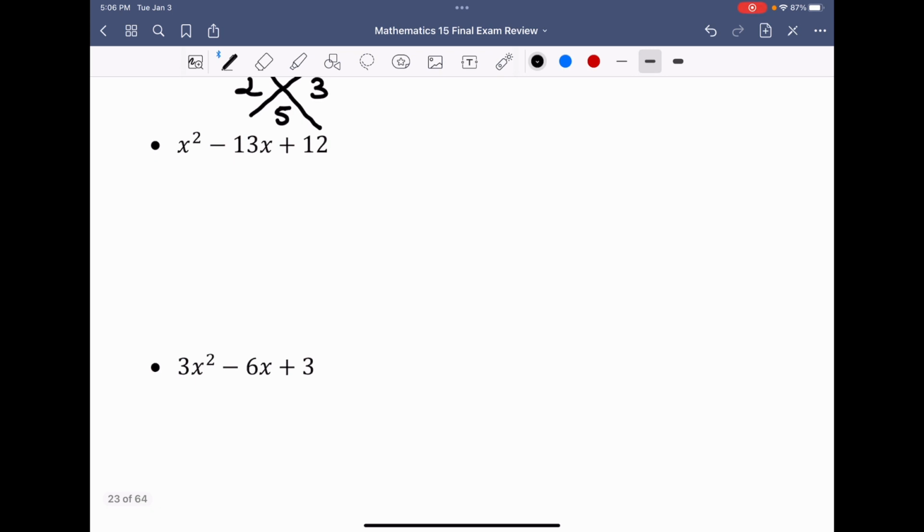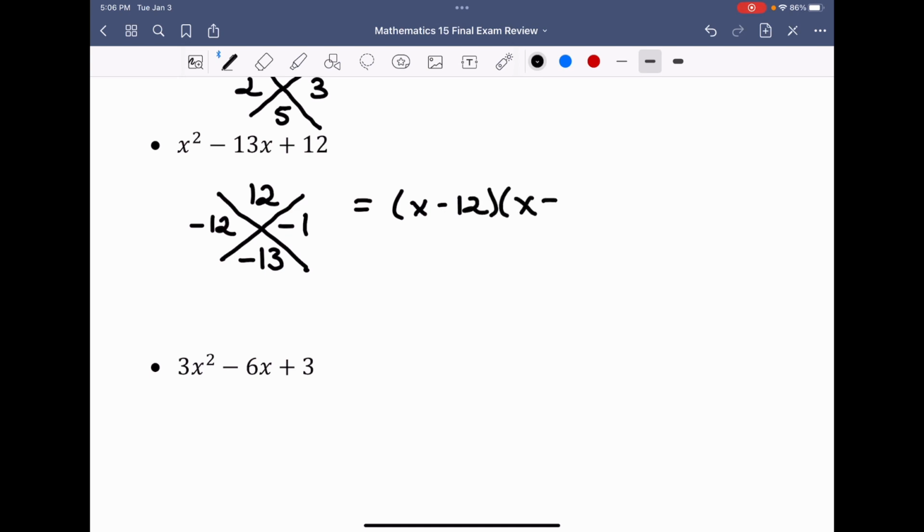So if I need to multiply to make a number and add to make a number, I know I have to multiply to make 1 times 12, which is equal to 12. And then I have to add to make the middle number. Remember, take the sign of that coefficient, it's negative 13. If I have to multiply to make 12 and add to make negative 13, what I could do is say that this is going to be equal to negative 12 and negative 1. When I multiply those two things together, I get a positive 12. When I add them together, I get a negative 13. So this is definitely correct. And we could say that the factored form is x minus 12 and then x minus 1.